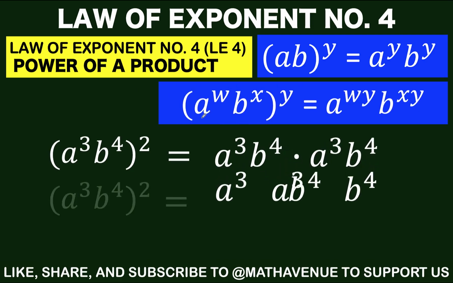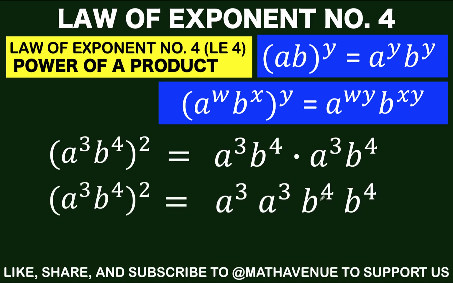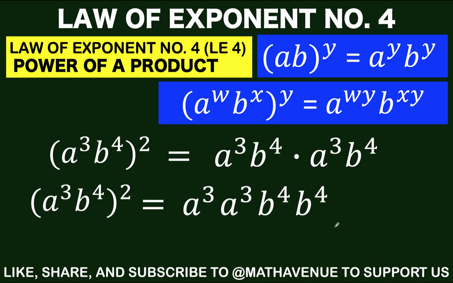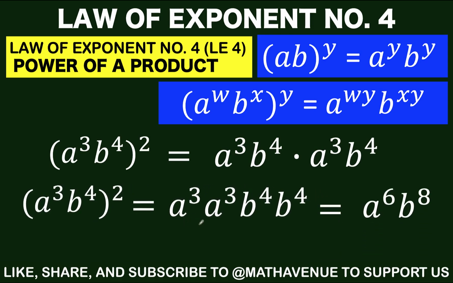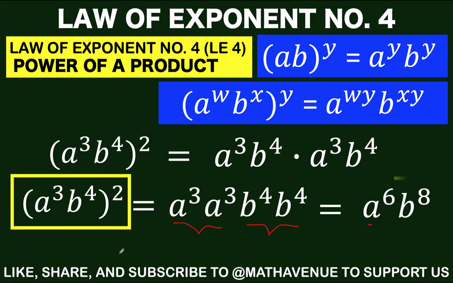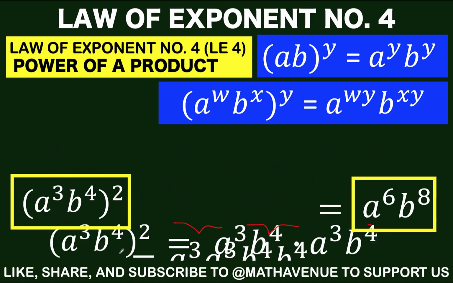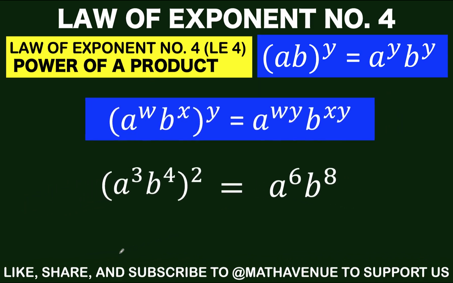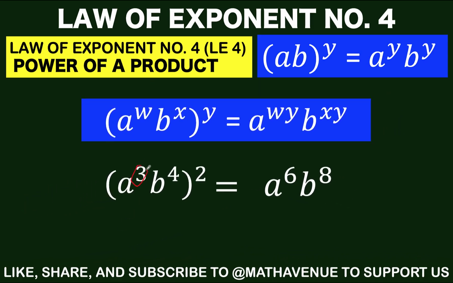Gather all together those factors with variable a and those factors with variable b, and then apply law of exponent number 1, copy the common base, and add their exponents. So this part here becomes a to the 6th. This part here becomes b to the 8th. We are adding the exponents 3 plus 3 to get 6, 4 plus 4 to get 8. Then again, the motivation is, from this given, how can we arrive at the answer without passing through the intermediate steps? And the answer is, you just multiply this 3 by the outside exponent 2 to get 6, multiply 4 and this 2 to get 8. And that is law of exponent number 4.